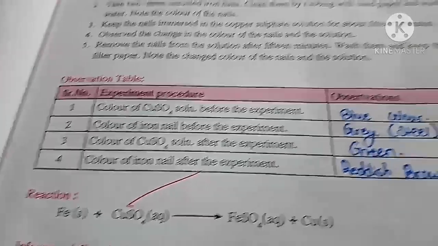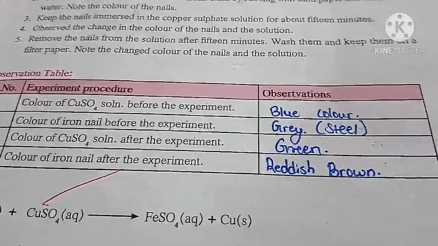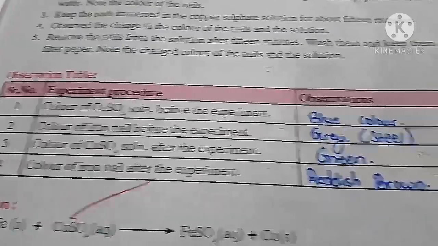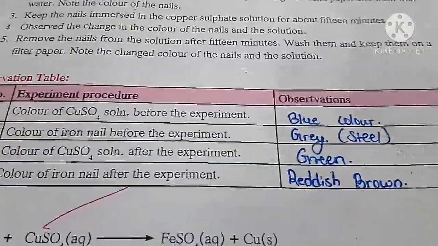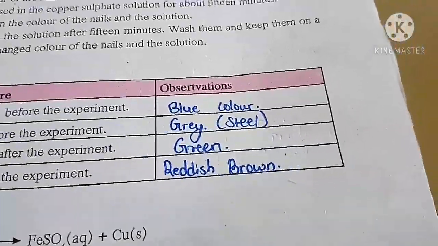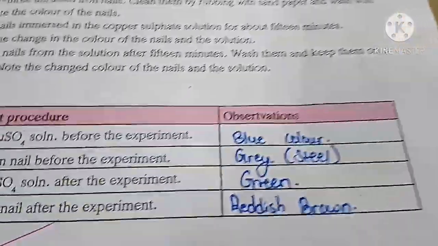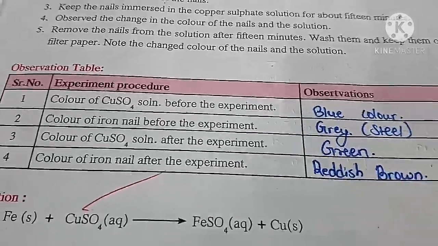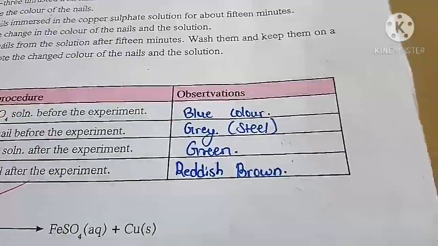Observation table. Color of CuSO4 before experiment: blue color. Color of iron nails before experiment: grey color, that is steel color. Color of copper sulphate after experiment: it turns green. Color of the iron nail after experiment: reddish brown.